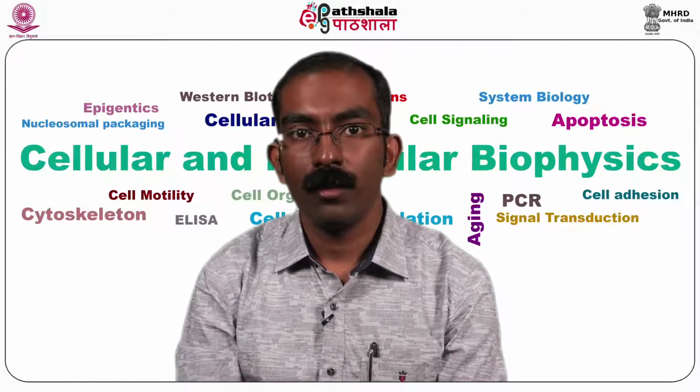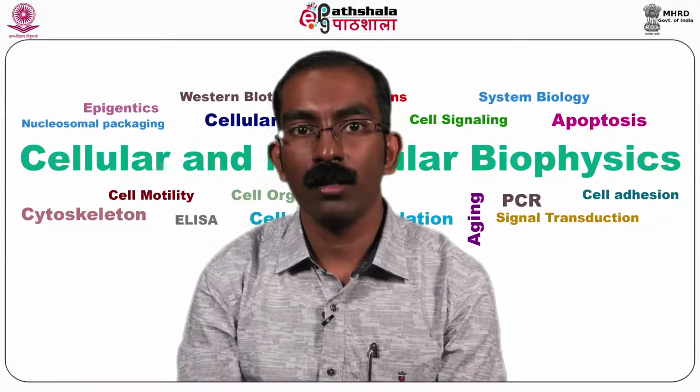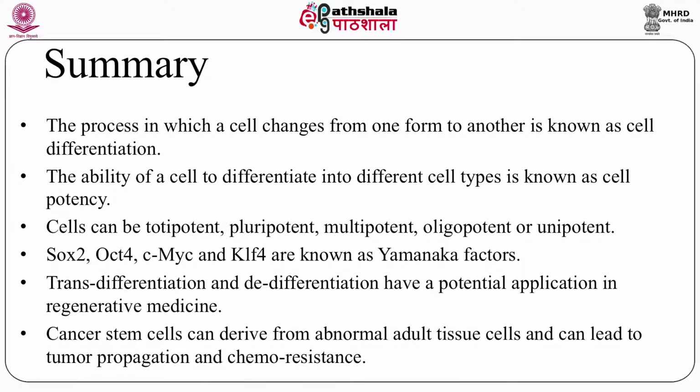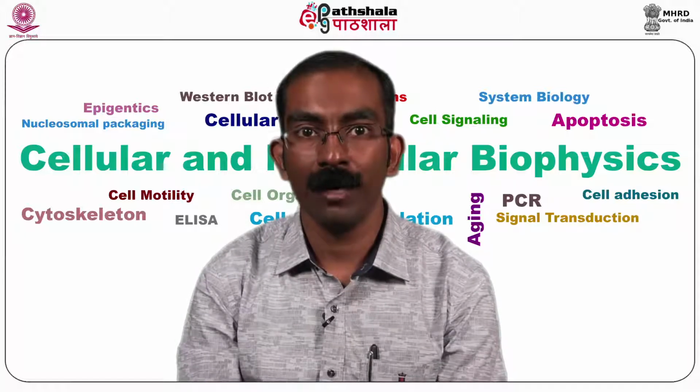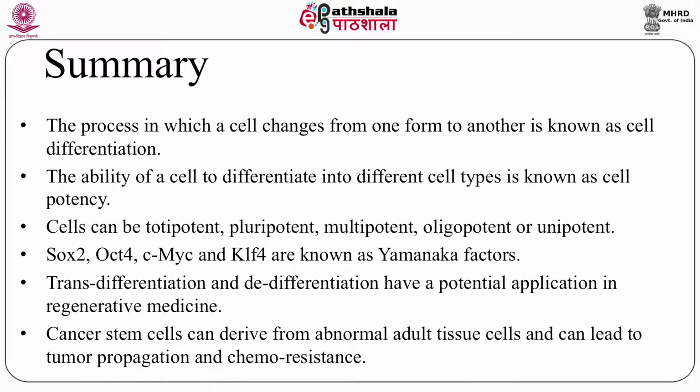To summarize this topic, the process in which a cell changes from one form to another is known as cell differentiation. The ability of a cell to differentiate into different cell types is known as cell potency. Cells can be totipotent, pluripotent, multipotent, oligopotent, or unipotent. SOX2, OCT4, c-MYC and KLF4 are known as Yamanaka factors, and these are involved in induced pluripotency. Transdifferentiation and dedifferentiation have a potential application in regenerative medicine. Cancer stem cells can derive from abnormal adult tissue cells and can lead to tumor propagation and chemoresistance.